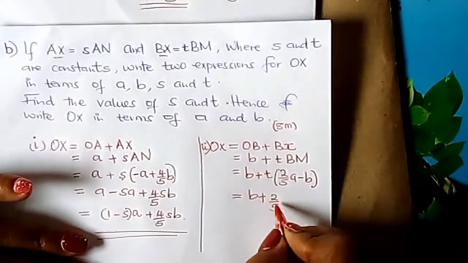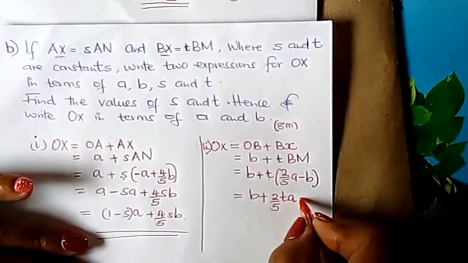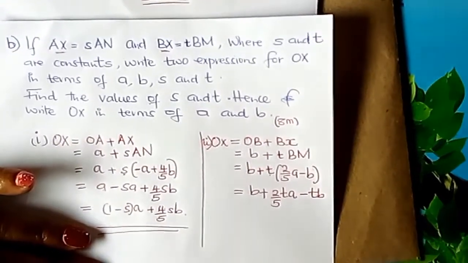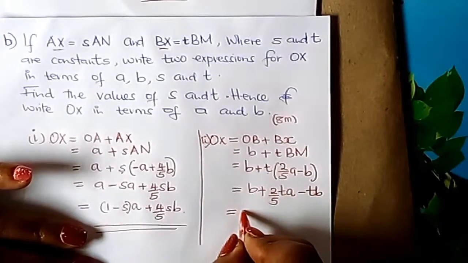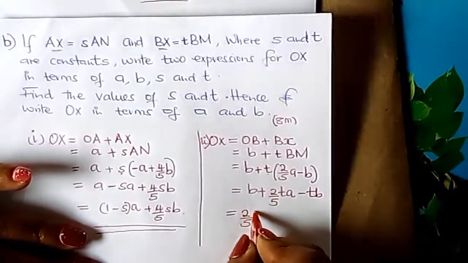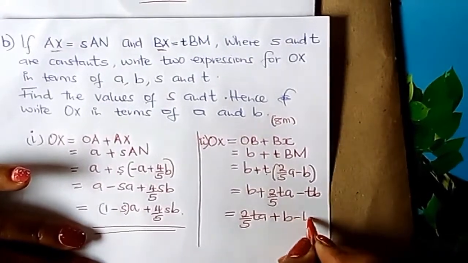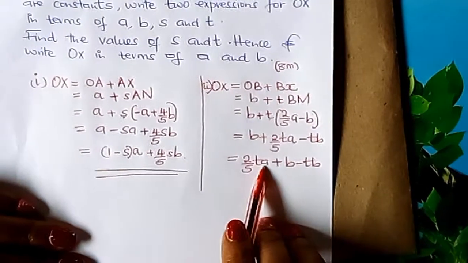2 over 5 ta, minus tb. Which is equal to what, Lana? We can start with our a here, the term which has a: 2 over 5 ta, plus this b minus tb. I'm just rearranging so that I start with the term which has a.